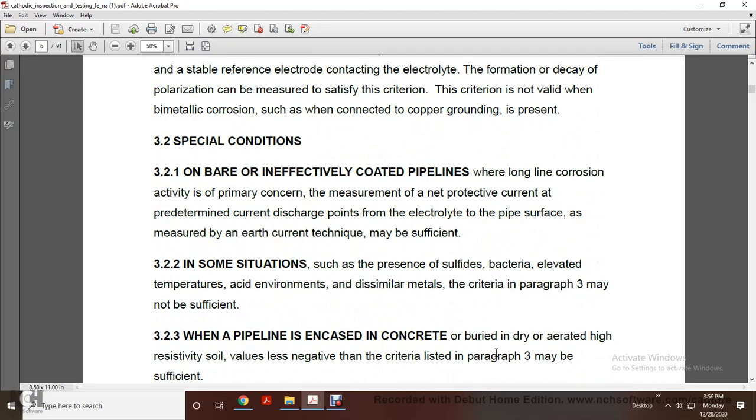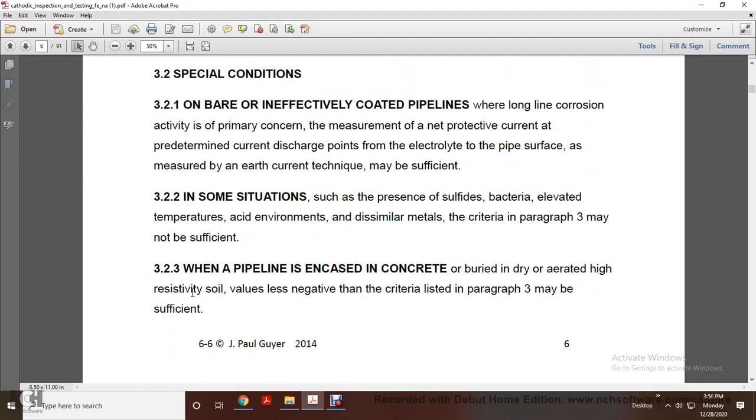3.2.1. On bare and ineffectively coated pipelines where long-line corrosion is active, the primary concern is the measurement of the protective current at the predetermined current discharge point, with the electrolyte at the pipe surface. Either current technique must be sufficient. 3.2.2. In some situations, such as the presence of sulfides, bacteria, elevated temperature environments, and dissimilar metals, the criteria in paragraph 3 may not be sufficient.